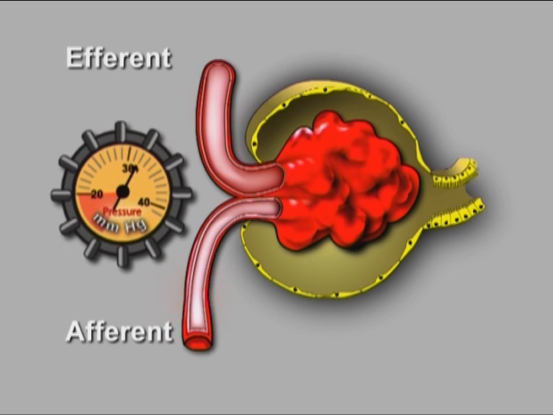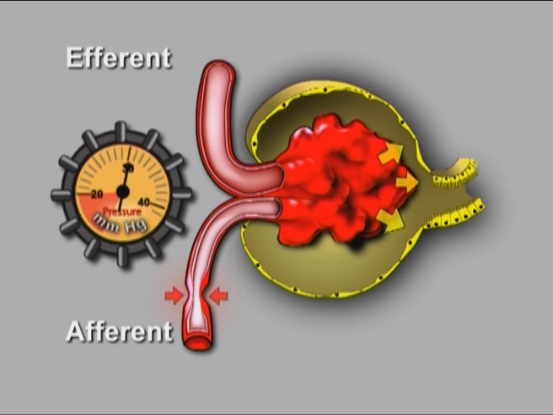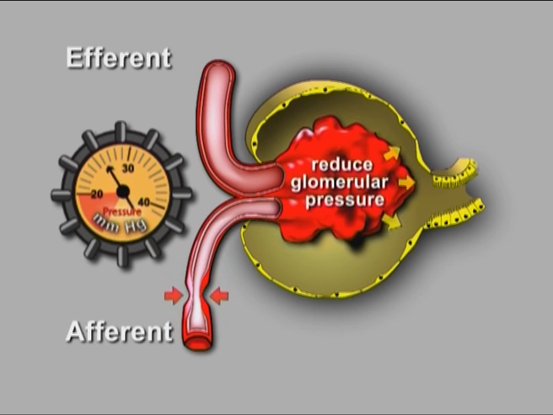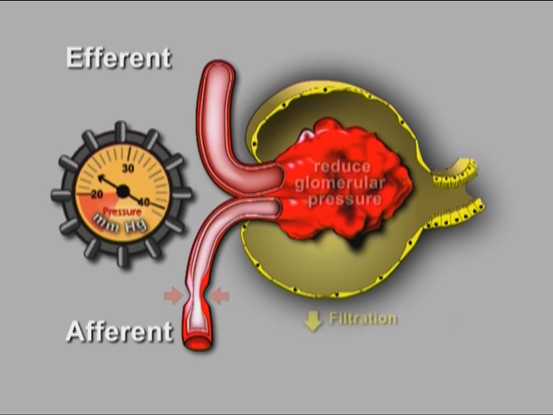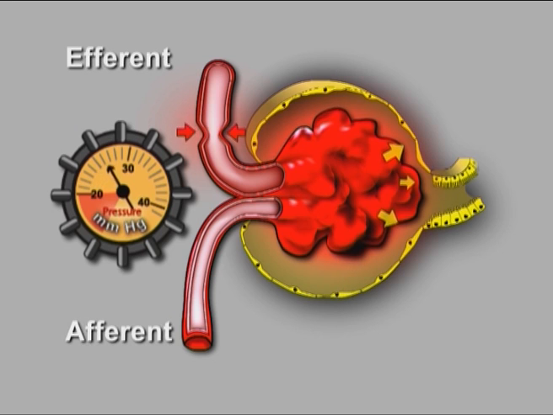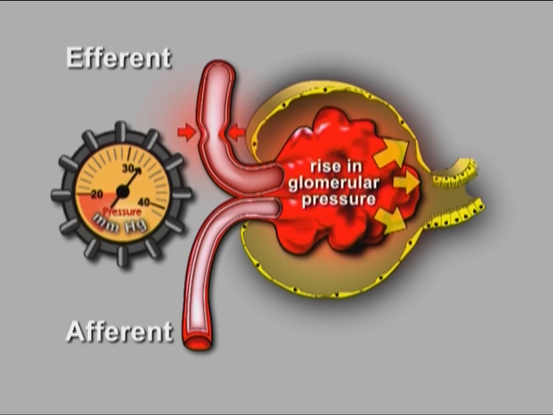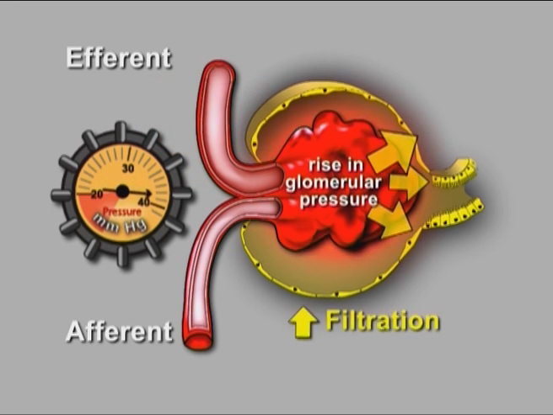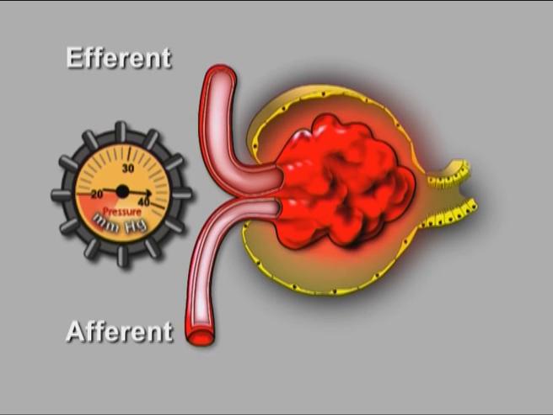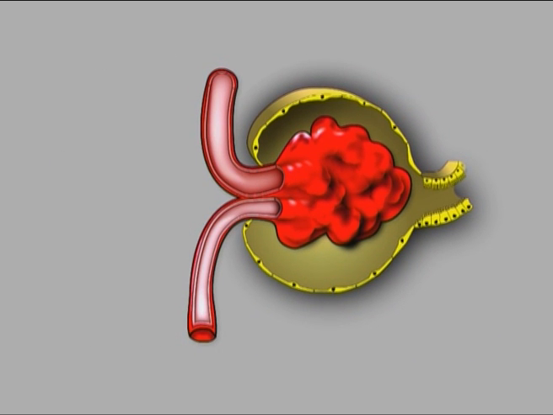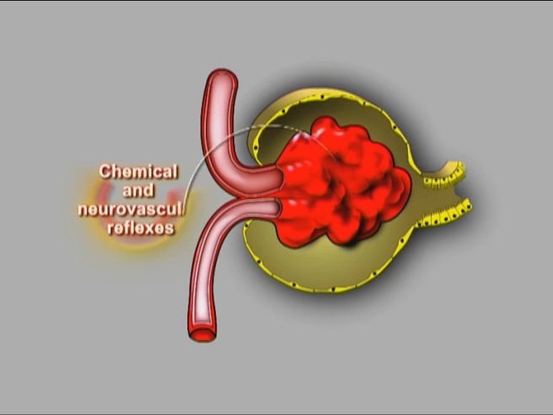Changes in afferent or efferent arteriolar resistance will profoundly affect glomerular function. For example, increasing afferent arteriolar resistance will reduce glomerular pressure and filtration will diminish. In contrast, increasing efferent arteriolar resistance will result in a rise in glomerular pressure and the filtration fraction will increase. These events are mediated by a complex interplay of chemical and neurovascular reflexes.